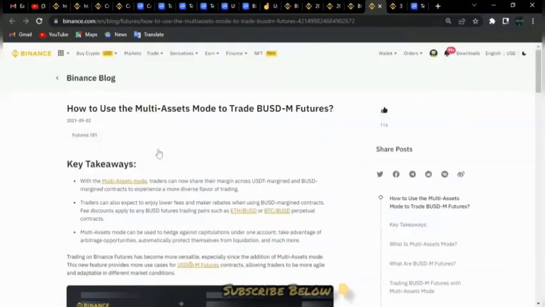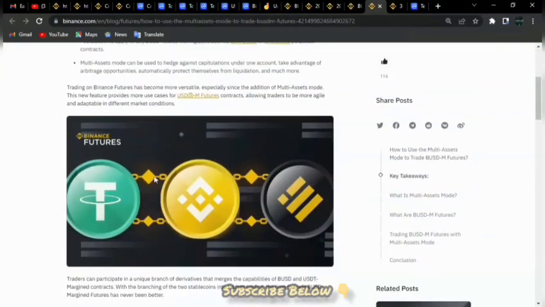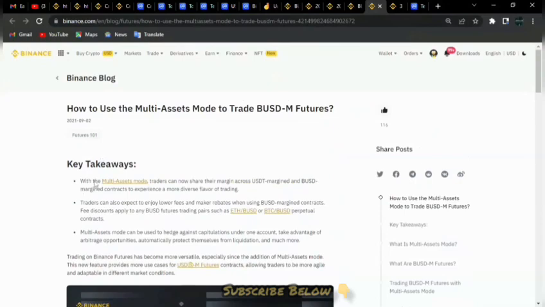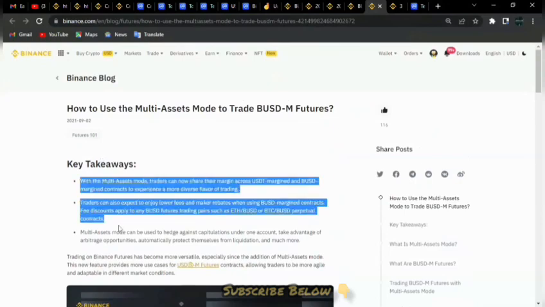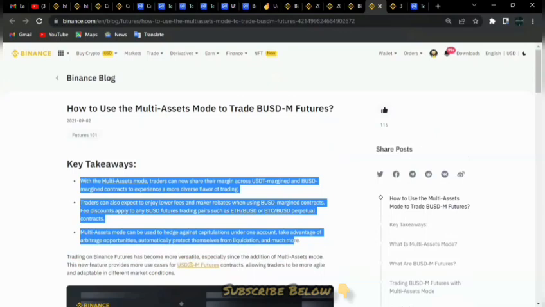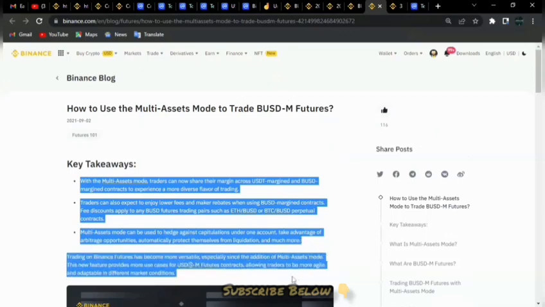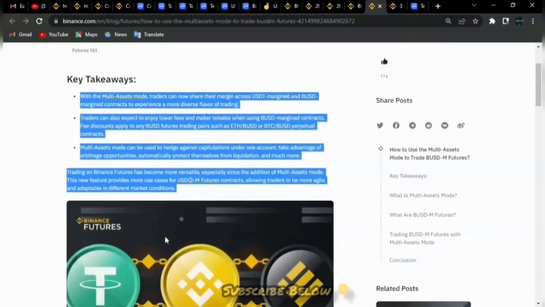So these are some basic concepts. Now for users who want to understand how to use the multi-asset mode, we've also done a full complete tutorial on that. The link will be in our channel, so you can check out the full complete guide on the multi-asset mode tutorial.